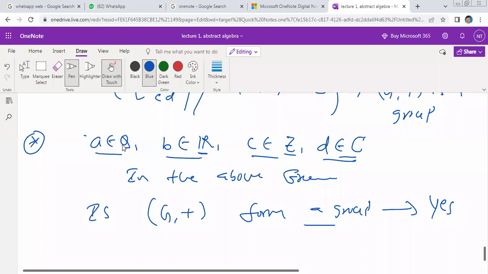So if you take the elements to belong to, I am taking one element as a natural number, suppose A belongs to N and the remaining are real numbers, it does not form a group.